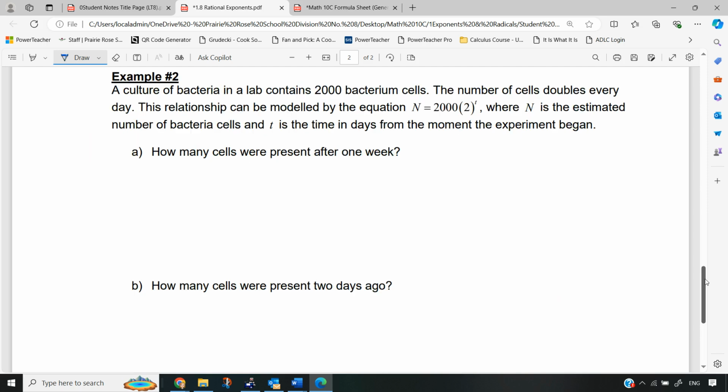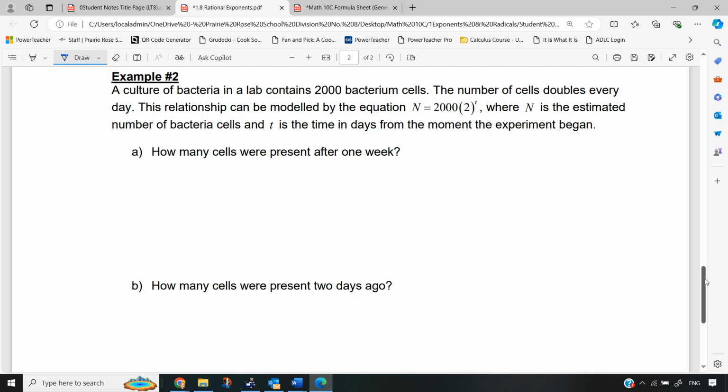So we're going to finish off this lesson with a word problem. Now we've looked at these same types of word problems in a previous lesson, so hopefully this will be a review. I want to remind you that when we're working with word problems that have formulas, it's really helpful if you try to identify where those numbers are coming from. So where are we getting the 2000? Where are we getting the 2?